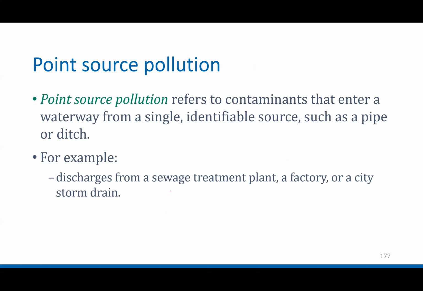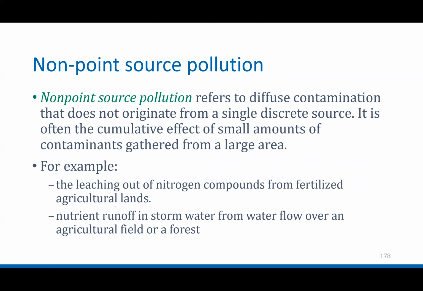It's contaminants that enter a waterway from a single identifiable source. Discharges from sewage treatment, a factory, a city storm drain, like a single city storm drain. All right, it's just one specific point. Non-point is it doesn't originate from a particular source. It's small amounts of contaminants gathered from a large area. So like I said, if you had a large grouping of farms, nutrient runoff from all those farms. That's typically my go-to example.